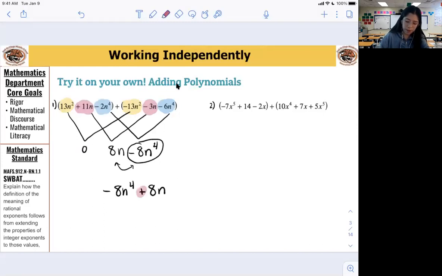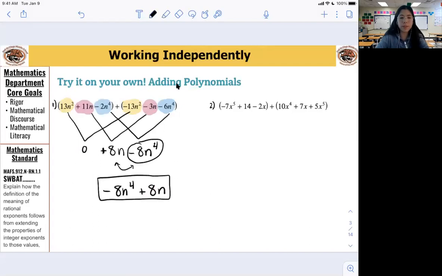How do I know that this is positive? There's an invisible plus in front of the 8. There's nothing in the front, so I know it's automatically positive. If there's a minus sign, it's negative. If there's a plus sign, it's positive. And that's my final answer.